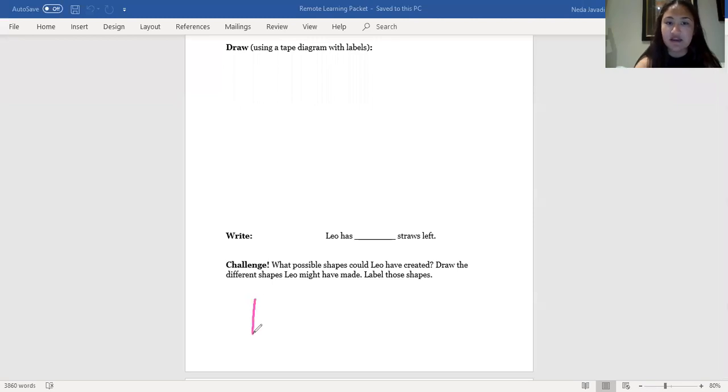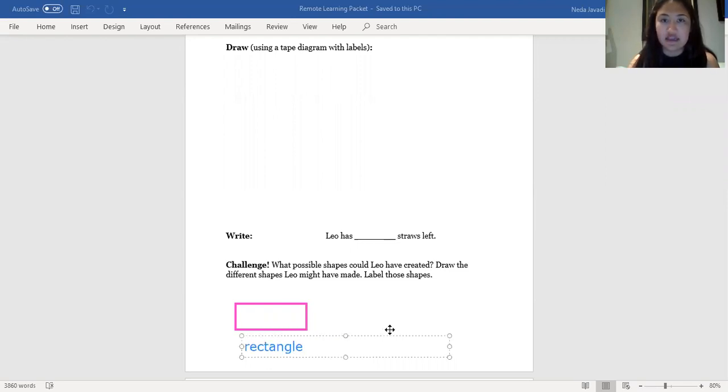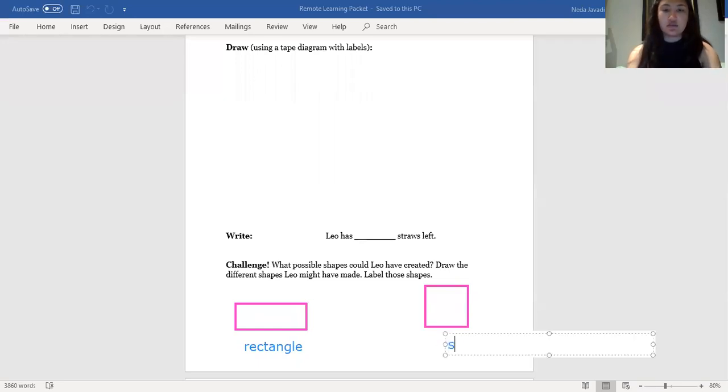So maybe he made one that looks like, oops, let me redo that. Maybe he made one that looked like this, and I would label that rectangle. Or maybe he made a shape that looked like this, and you could label that square. These are just a couple of examples. You could have drawn a ton of different shapes.